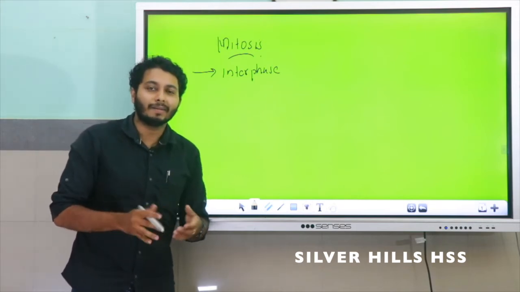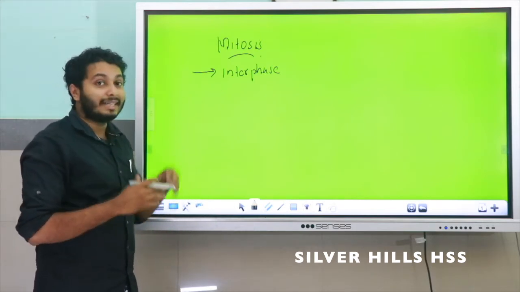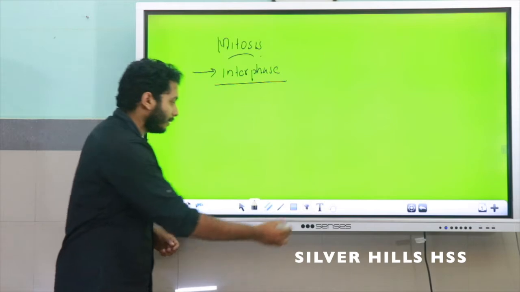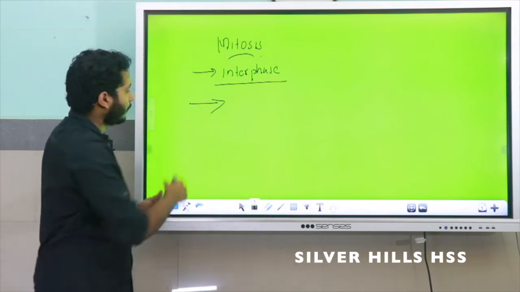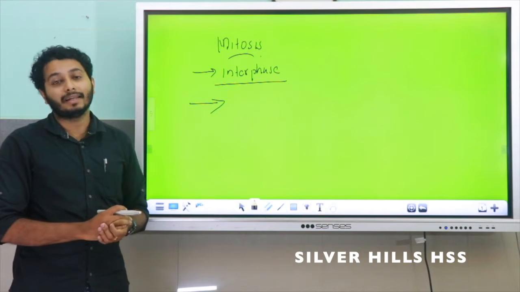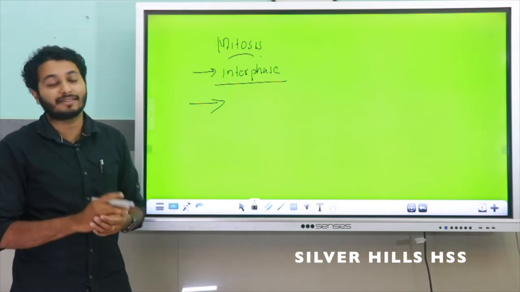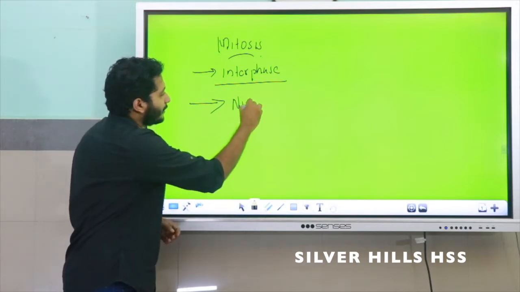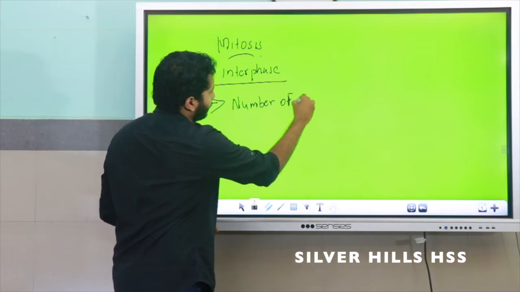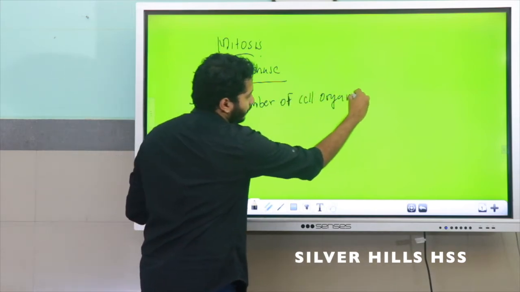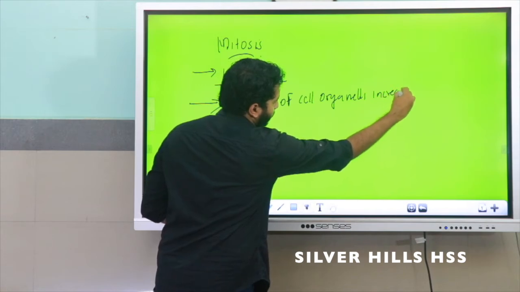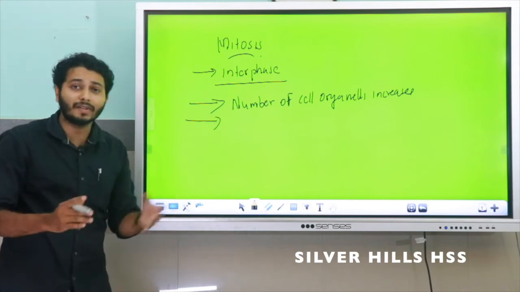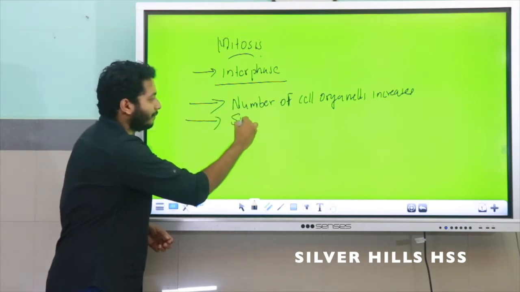Let us discuss some of the changes taking place inside the cell during interphase. The first change: the number of cell organelles increases. We already studied cell organelles in our 8th standard. A cell possesses so many types of cell organelles. The second change: the size of the cell increases.